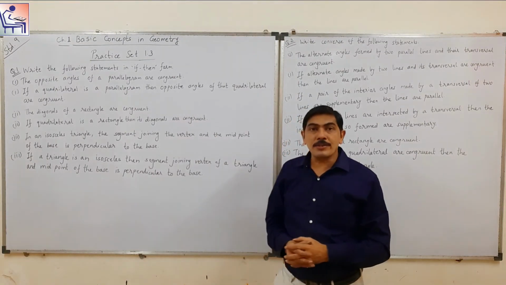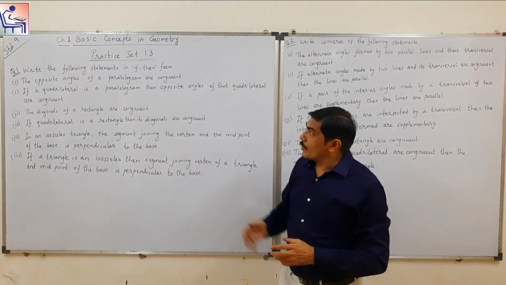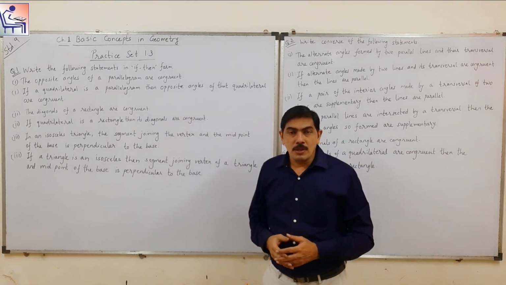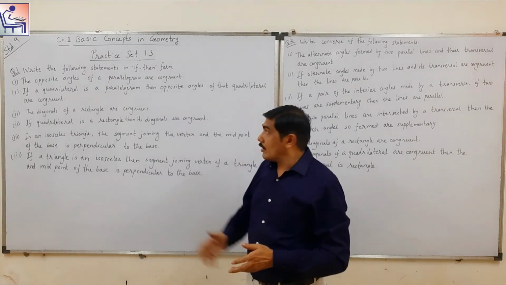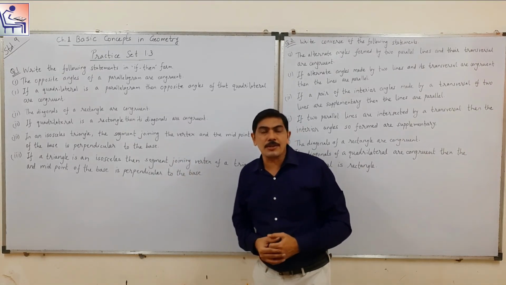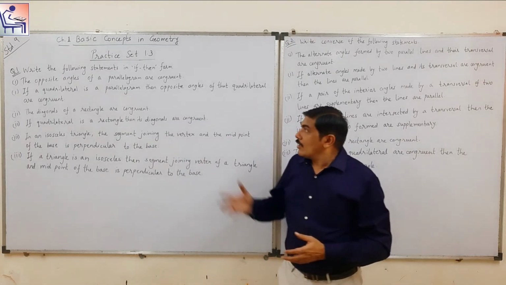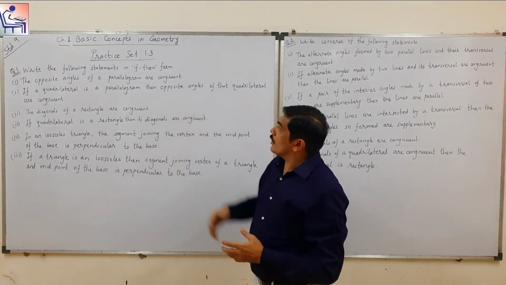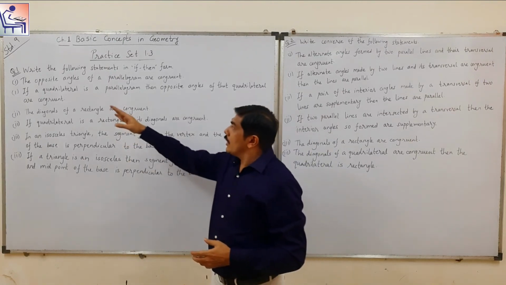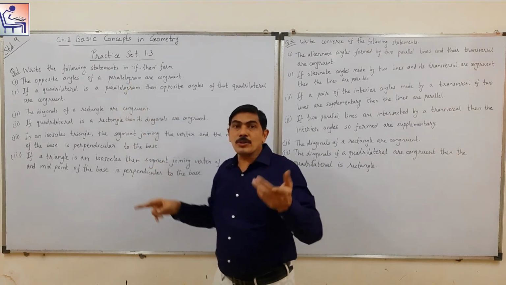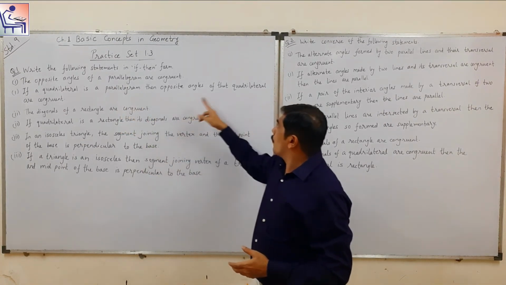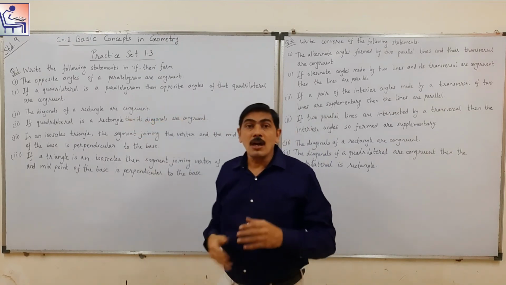Practice set 1.3. Question number 1. Write the following statements in if-then form. This complete exercise is related to theory. So here, the opposite angles of a parallelogram are congruent. We have to convert it into if-then form. If a quadrilateral, because all of you know that all parallelograms are quadrilaterals, is a parallelogram, then opposite angles of that quadrilateral are congruent.